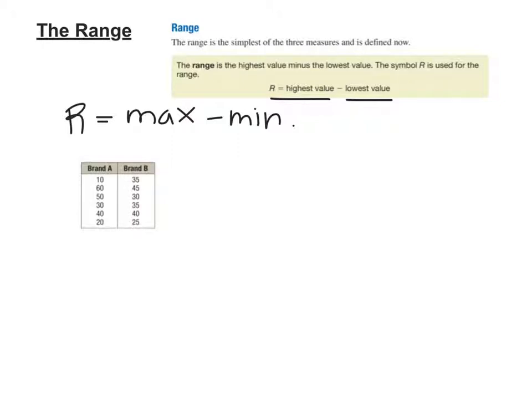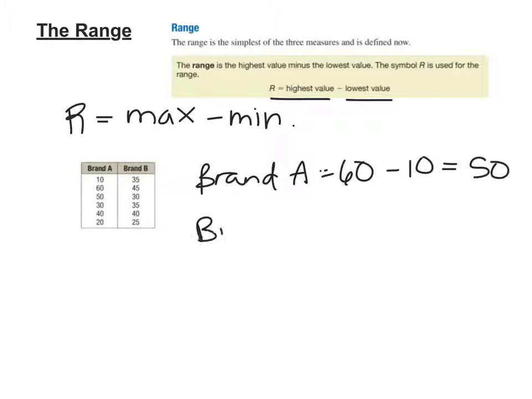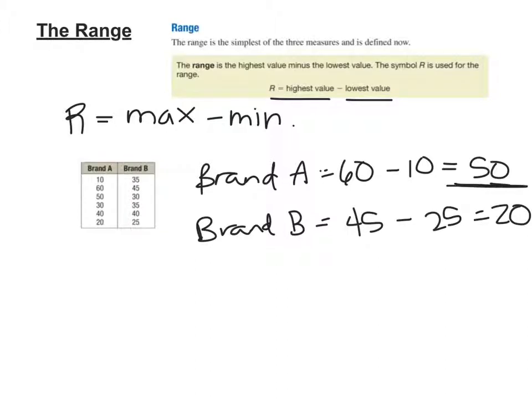Brand A is going to be our highest, which is 60, minus our lowest, which is 10. So I have a range of 50. Brand B, our highest is 45, our lowest is 25. That's 20. So now we're starting to see a little bit of this here. Brand A has a longer spread than brand B. So brand B, we would say, is more consistent.